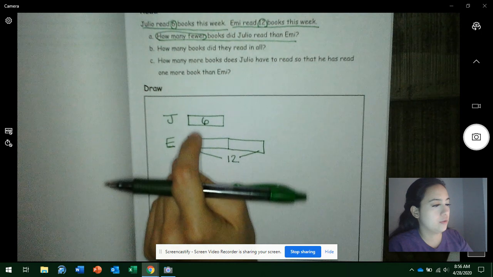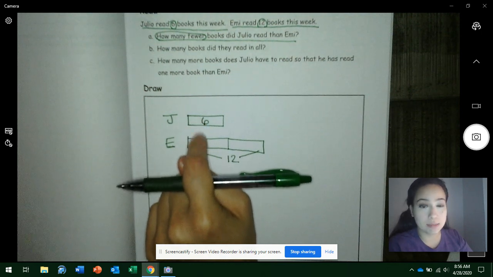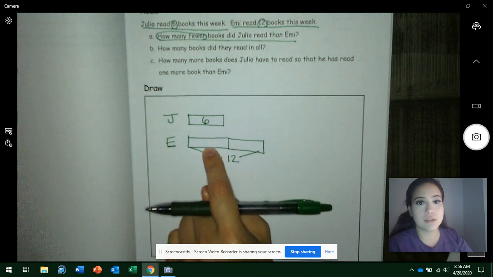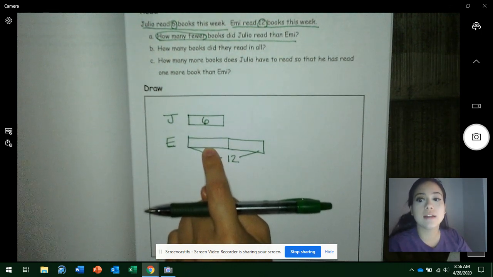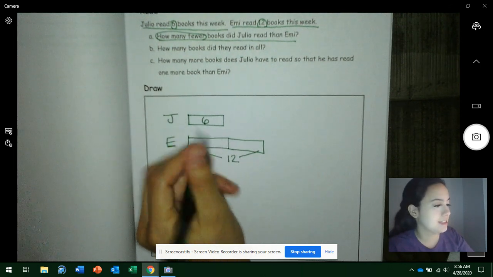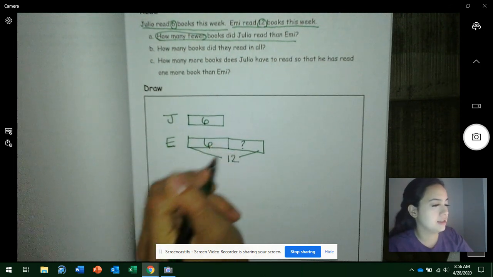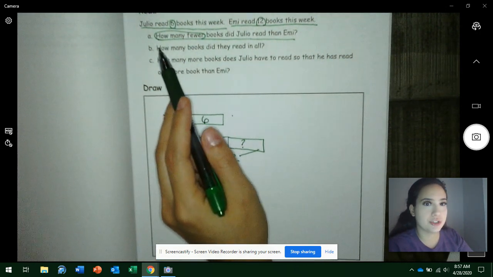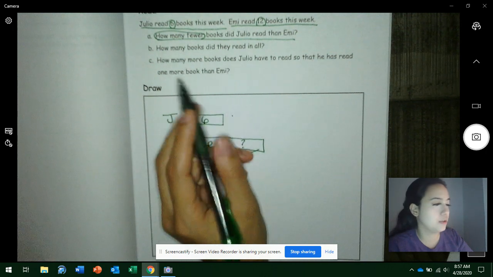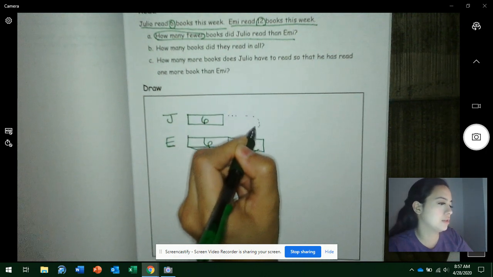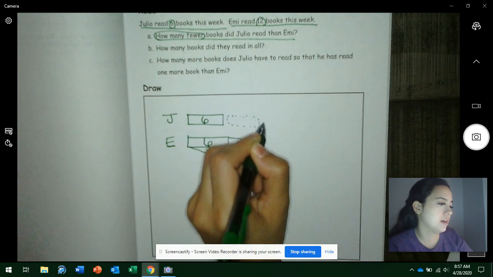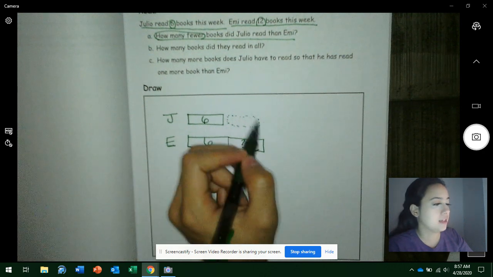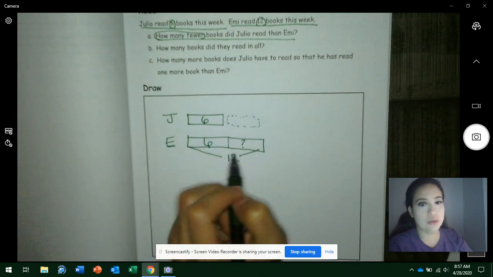And remember, we drew 2 tapes of equal size, meaning they're the same size. So that means if this part of Julio's is 6, this one is going to be what number? Get ready. Yes, 6. Very good. And this is our missing part. So if we find out this, we can answer a question where it says how many fewer books did Julio read? So these are all the books. We can do a dotted circle right here. Remember, you're drawing with me. And those are how many fewer books Julio read.